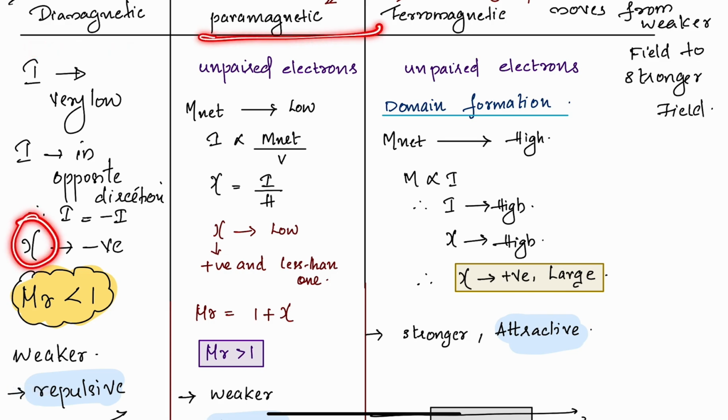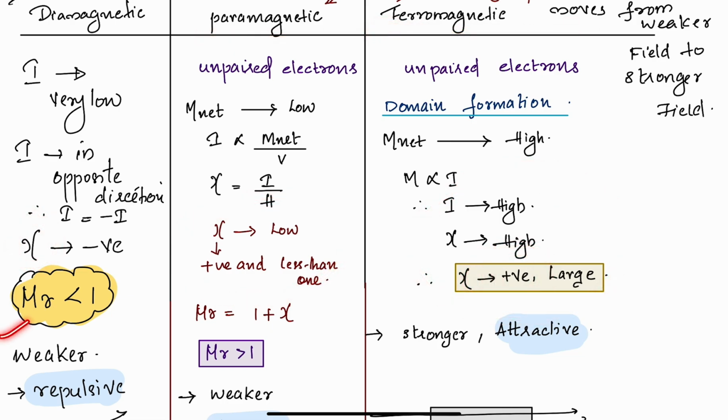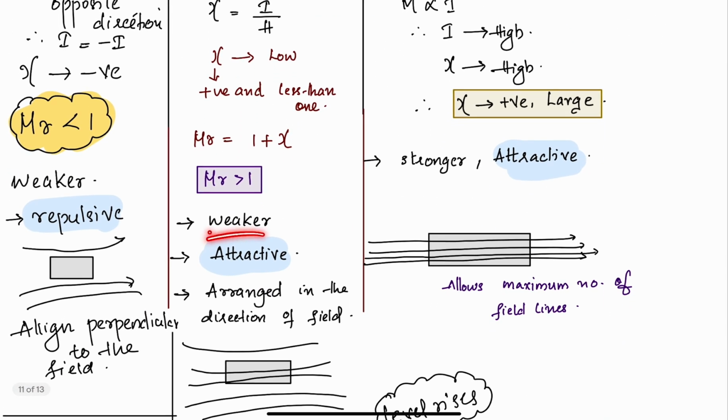In paramagnetic, chi is small and positive. In ferromagnetic, chi is large and positive. Relative permeability is less than 1 in case of diamagnetic. Relative permeability is more than 1 in case of paramagnetic. Paramagnetic is weaker and attractive. Ferromagnetic is stronger and attractive.